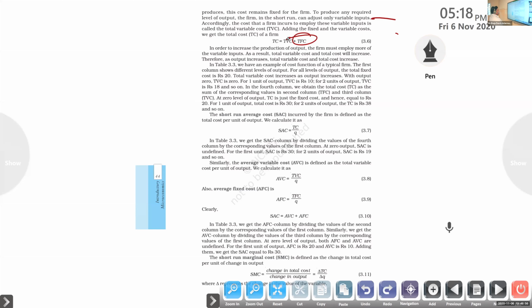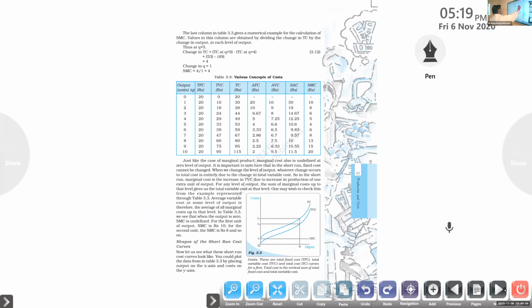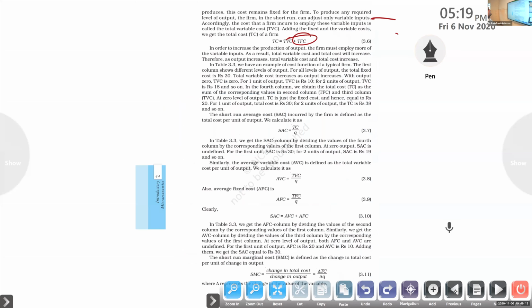In table 3.3, we have an example of the cost function of a typical firm. So 3.3, here it is. We will discuss this table later after the discussion. In table 3.3, we have an example of the cost function of a typical firm or a particular industry. The first column shows different levels of output.